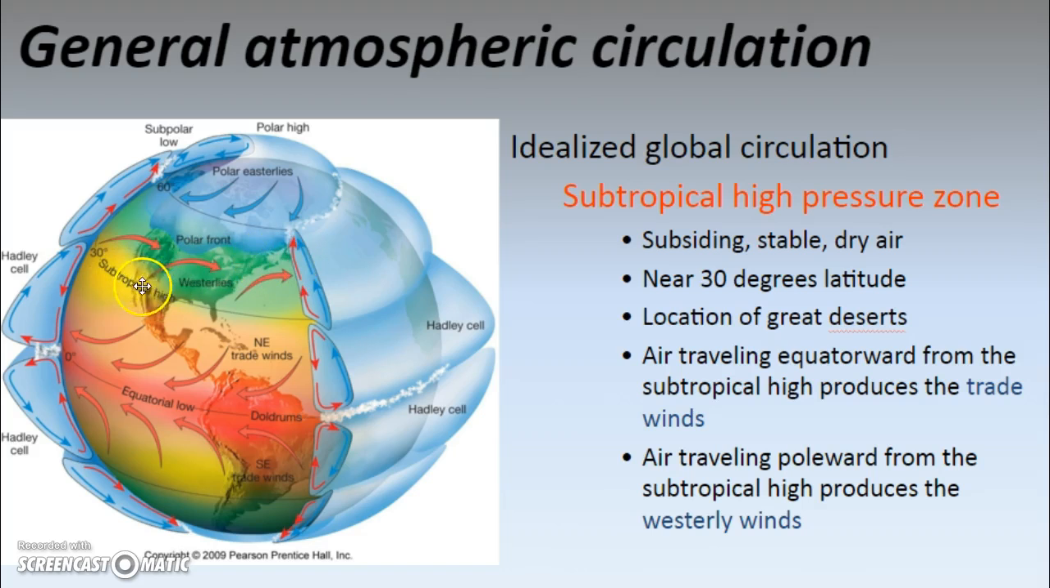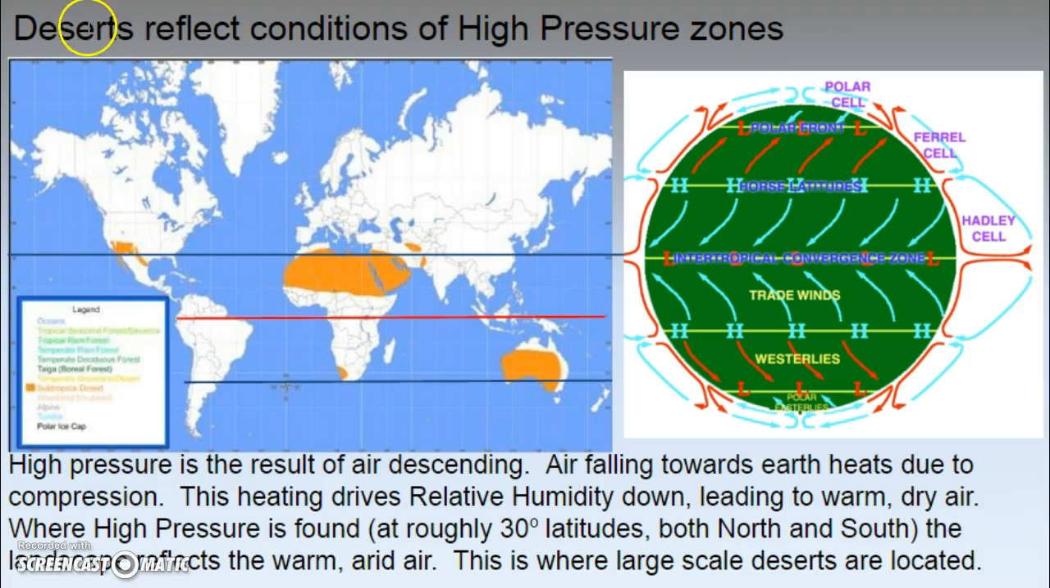So find the subtropical high. This is your high that's going to be pushing air. And we get the westerlies, and this is responsible for why the air flows the way it does locally. So deserts reflect conditions of high pressure zones. If I look at this here, I have the equator drawn in red, and I have Tropic of Cancer and Tropic of Capricorn. You'll notice that at 30 degrees north and south, we find our large-scale deserts.